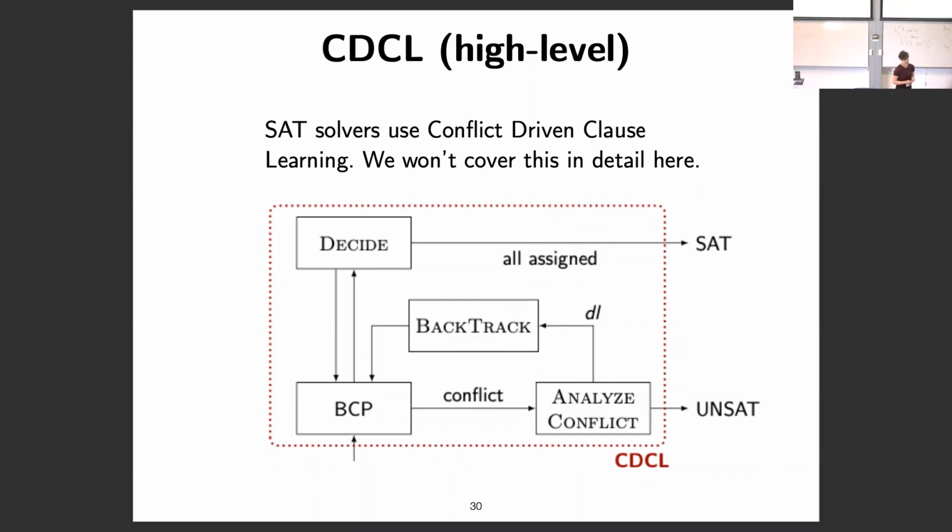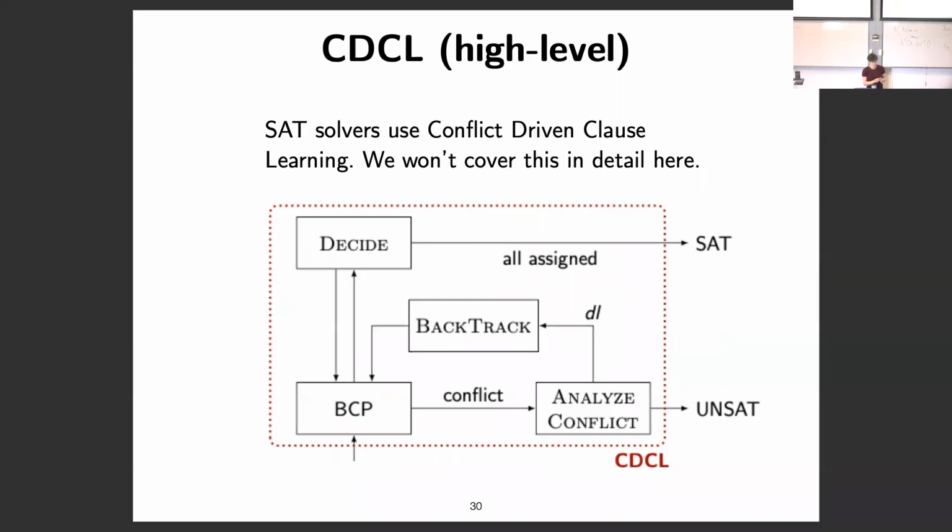Essentially, all modern SAT solvers use this algorithm called conflict-driven clause learning. The idea is we have this Boolean formula, we start at the decide block, we decide an assignment to a variable, then we go to our BCP, which is Boolean constraint propagation, and we propagate forward any consequences of assigning to that variable. So for example, if we've set academic one, office one to be true, we then know that academic one, office two must be false, and so on.